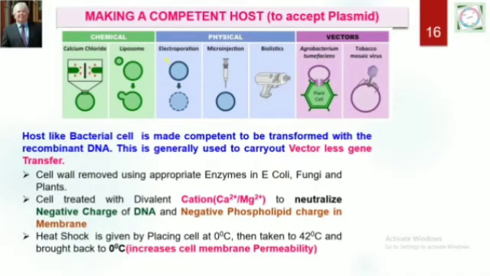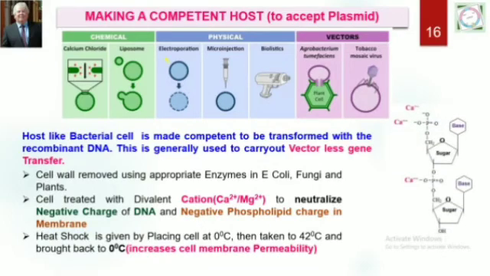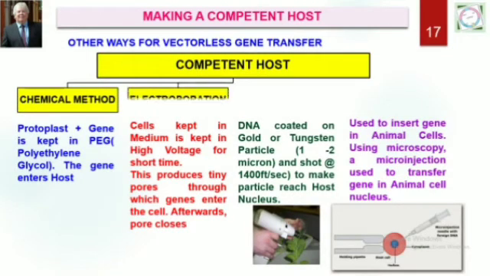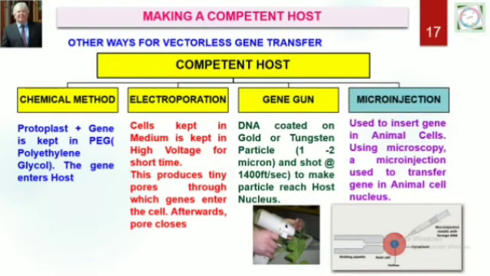Then a heat shock is given by placing the cell at 0 degrees Celsius, then taking it to 42 degrees Celsius, and again bringing it back to 0 degrees Celsius. This increases the cell membrane permeability. So this is what happens, and now the cell is in a position to take the recombinant DNA. There are other ways for gene transfer. Chemical method: protoplast, meaning the cell without cell wall, is incubated with the gene and kept in PEG, polyethylene glycol, that allows the entry of the gene into the host.